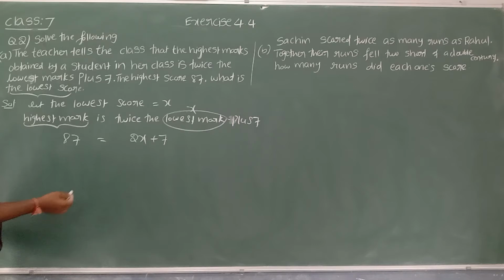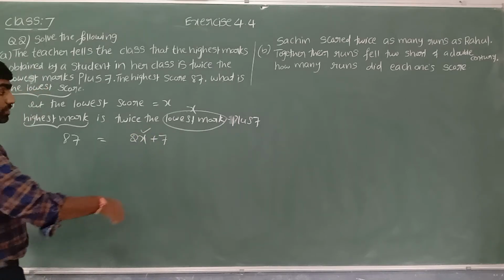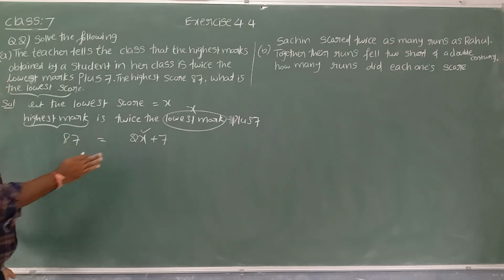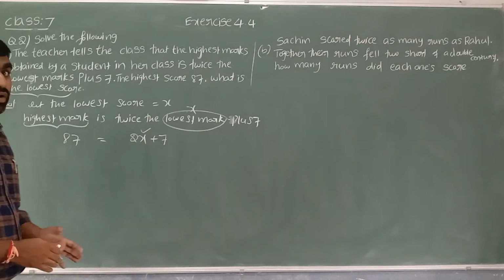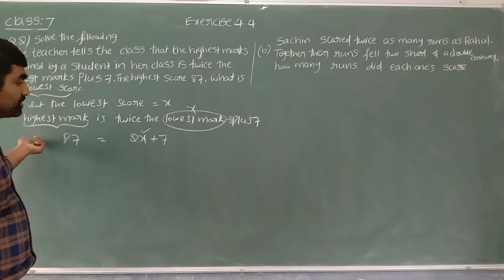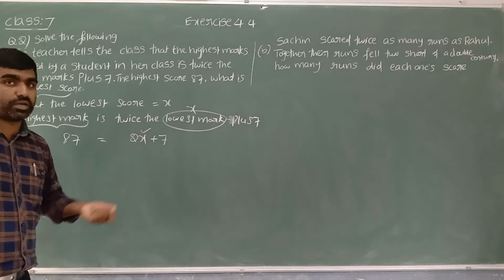So let me go with the method of transposing. We have to find the x value. Here the variable is on the RHS, no issues. It may be LHS or RHS. Our first task should be to make it alone, to make it separate. The plus 7 we can transpose to this side. Then the into 2 we can transpose to this side, so that we can make x separate.